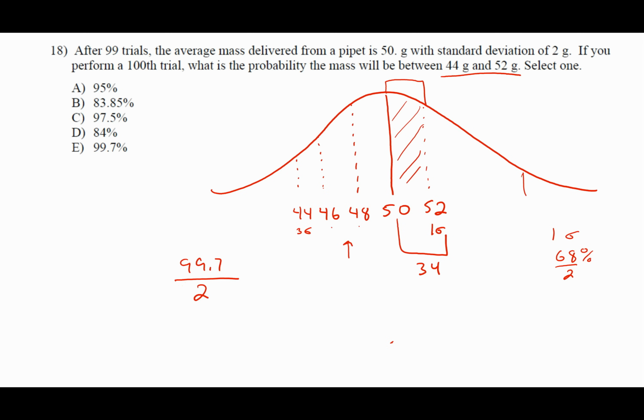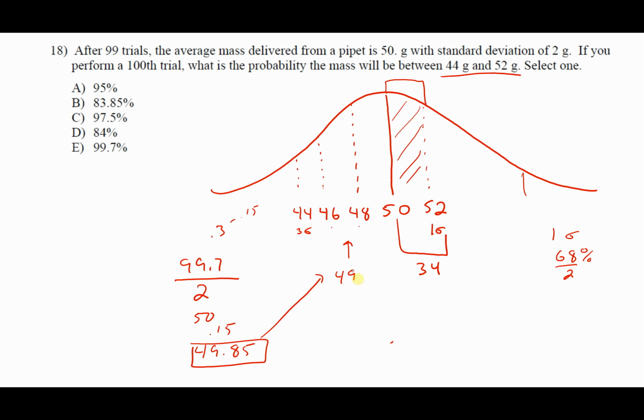So it's 99.7 divided by 2. But it's much easier to take this 0.3 that's left over and say, well, half of that is 0.15, right? And say, well, half of 100 is 50%, and then minus 0.15 from that, so that would be 49.85.